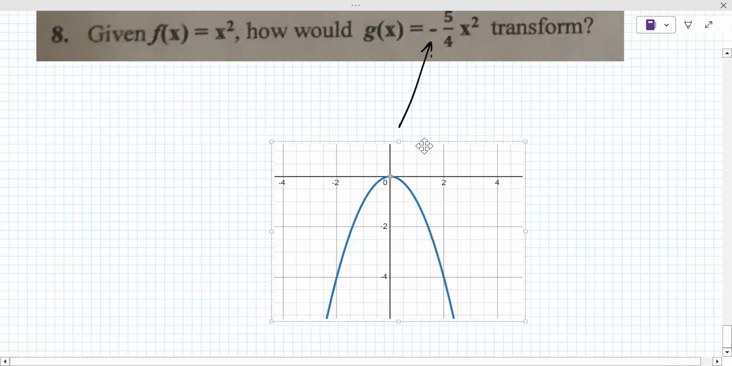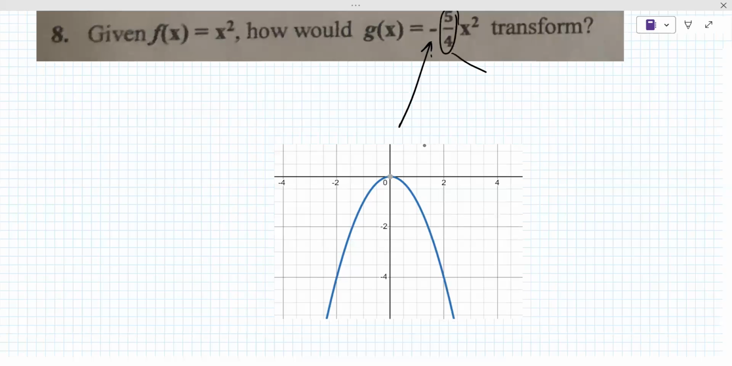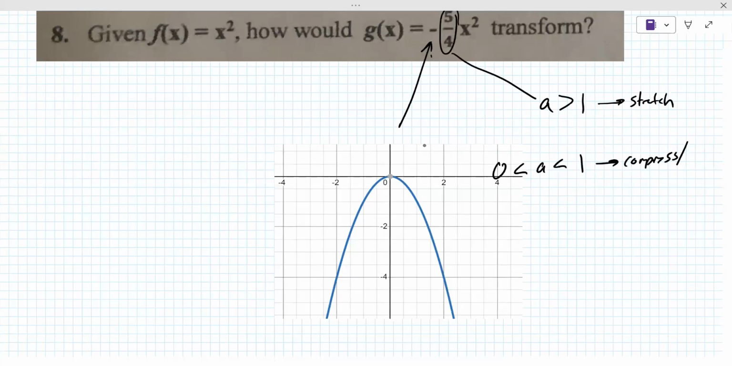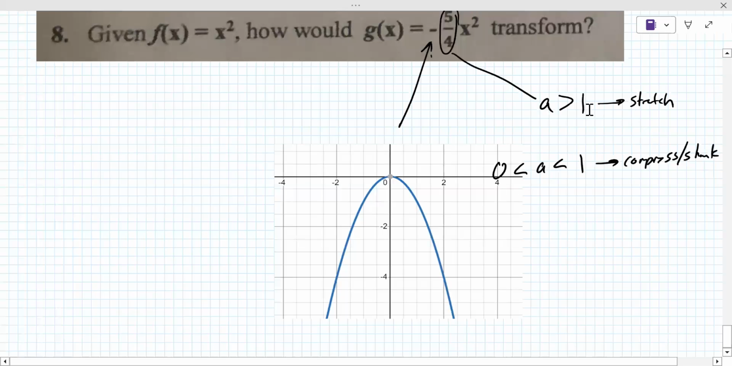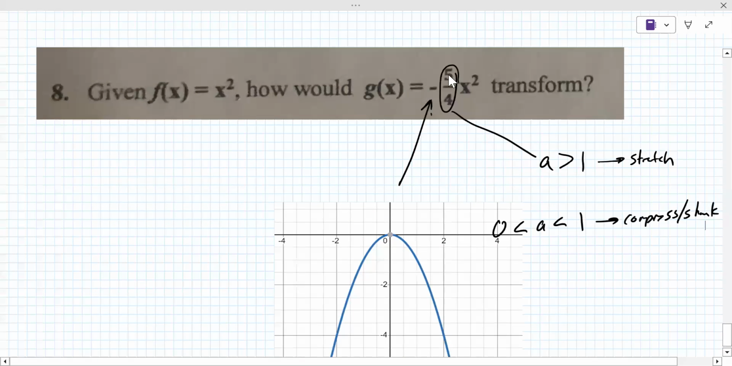Okay. Now this 5/4, you really have to make a decision about whether this number is greater than 1, it's called A, or if it's less than 1, between 0 and 1. If it's greater than 1, it's called a stretch. If it's between 0 and 1, it's either called a compress, or maybe your teacher likes shrink, something like that. So you have to decide though, is this number greater than 1? Just the part without the negative. Is the 5/4 bigger than 1, or is it between 0 and 1?